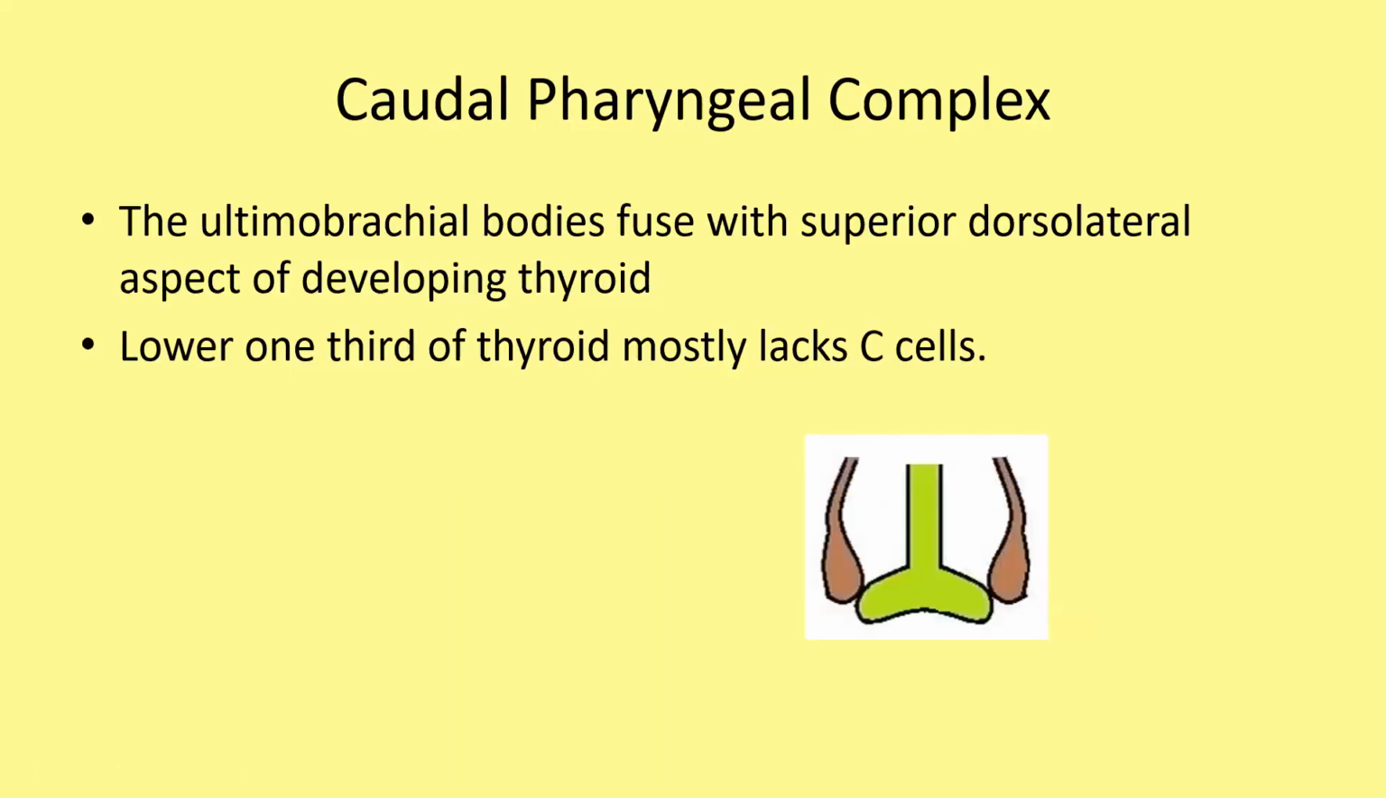This caudal pharyngeal complex we did when we did the endodermal pouches. The caudal pharyngeal complex, or ultimobranchial bodies, are formed by the incorporation of the 5th endodermal pouch into the 4th pouch. So this 4th pouch is in relation to the developing thyroid gland, and it is here that the development of the thyroid gland takes place.